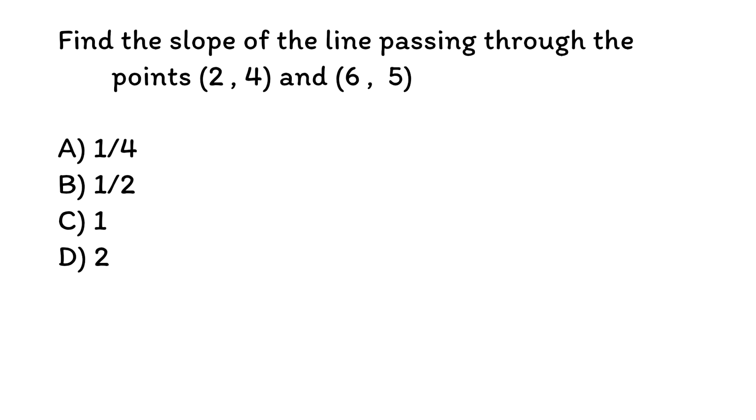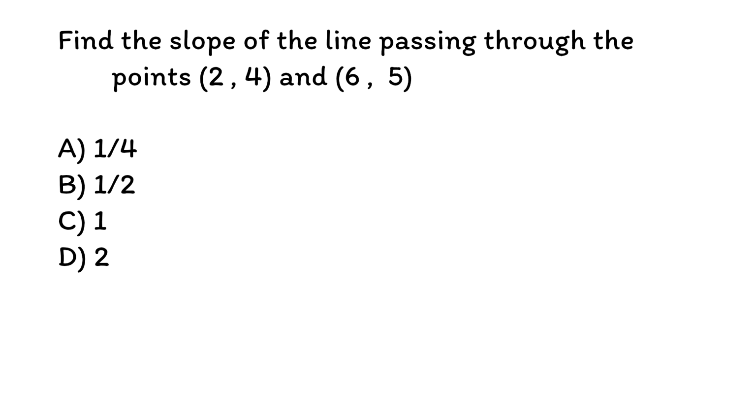Find the slope of the line passing through the points (2, 4) and (6, 5). A. 1 over 4. B. 1 over 2. C. 1. D. 2. Slope questions are a crucial part of the GED math test. We will look at various forms in the course of this video. Please take note of all of them so you can pass the GED math.